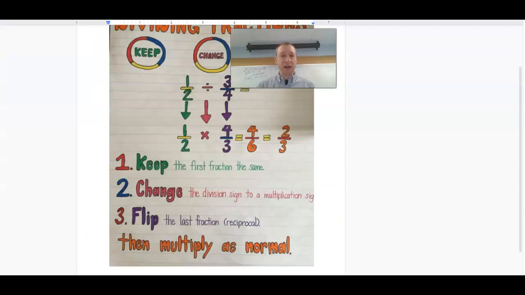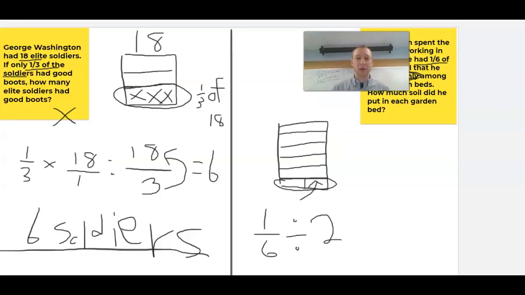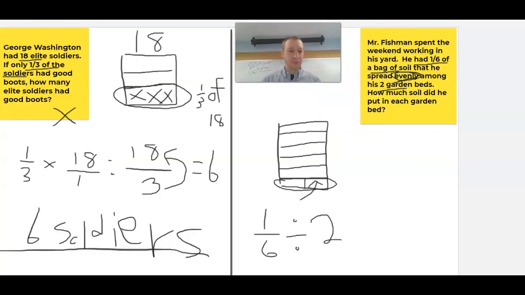Well, to divide fractions, remember, we keep the first fraction the same, we change the division sign to a multiplication sign, and we flip the last fraction, right? We multiply by the inverse, or the reciprocal, okay? So let's do that here, right? 1/6 divided by 2. So the 1/6 is going to stay the same, right? We're going to change the division sign to a multiplication sign, and then we're going to flip the second number.